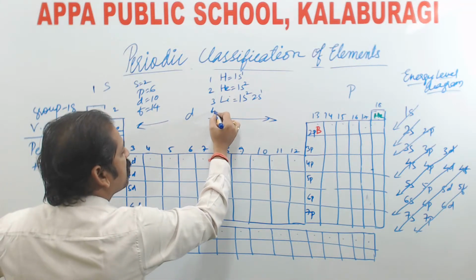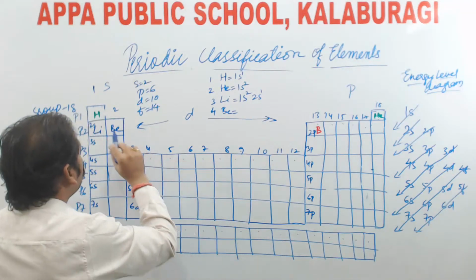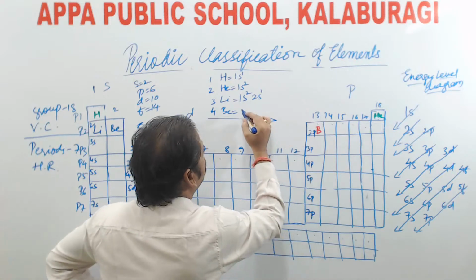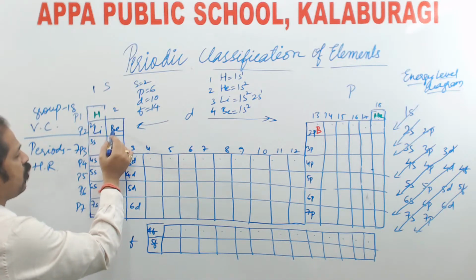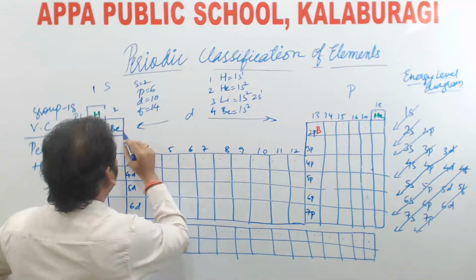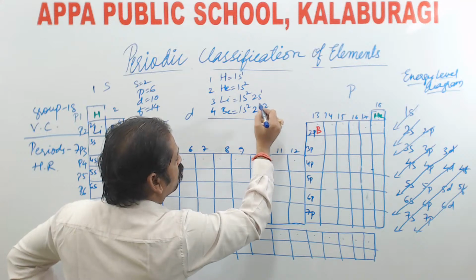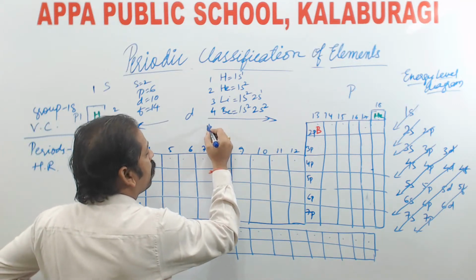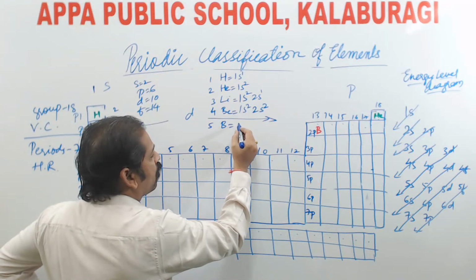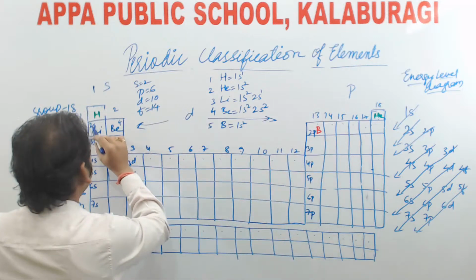Atomic number 4 is beryllium. Beryllium is 1s2, 2s2. Atomic number 5 is boron. Boron is 1s2, 2s2, and so on.